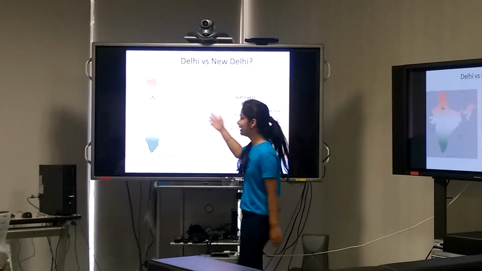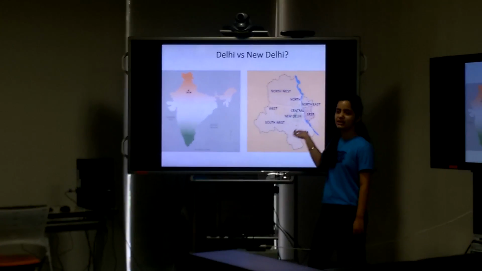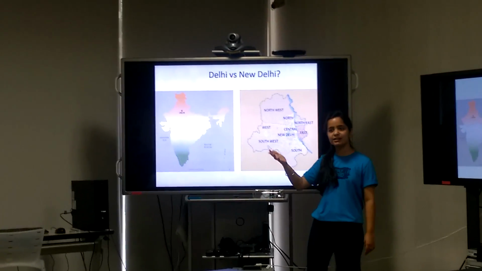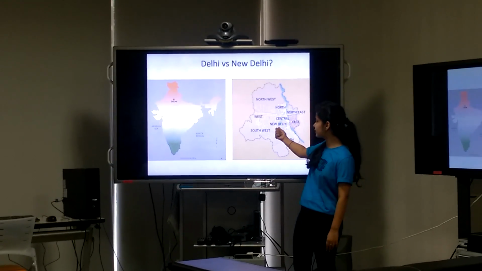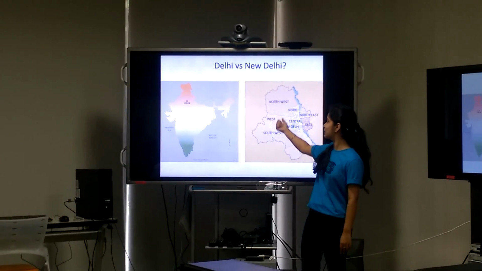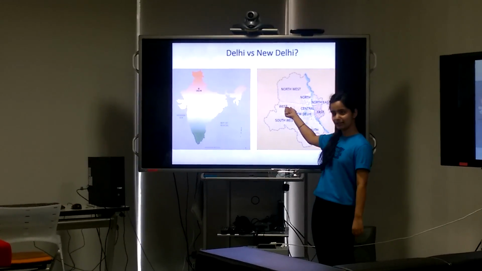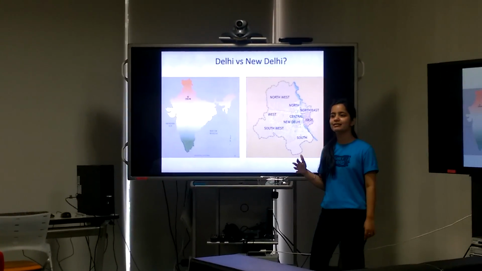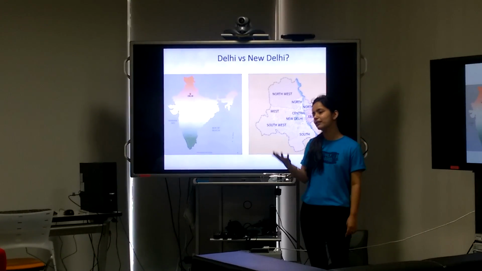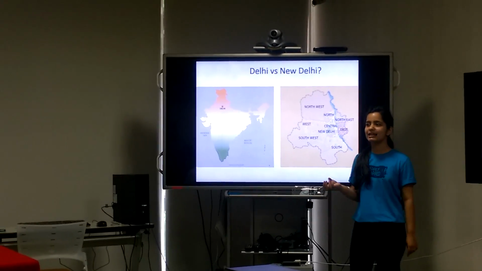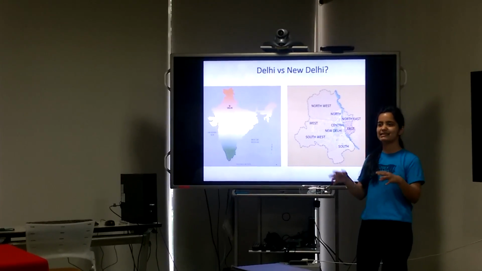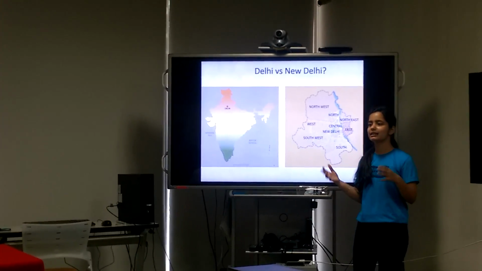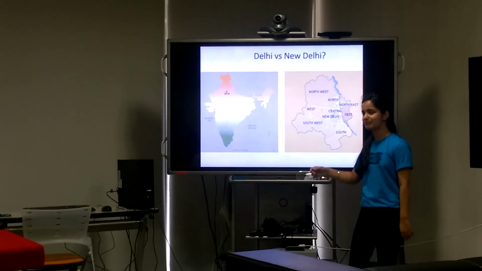It's here, but Delhi is basically a state and a union territory, and it has 11 districts. It's divided into districts, and one of the districts is New Delhi. And New Delhi is the capital of Delhi as a state, as well as the capital of India. So next time when someone says they're from Delhi or New Delhi, it essentially means the same. It means a complete state. But just to name it as a difference, we call the capital of India New Delhi.